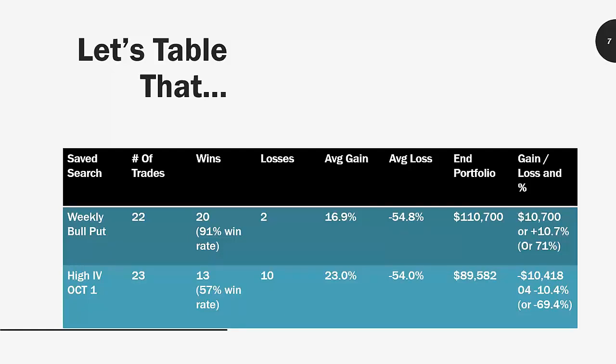Taking 54% losses, the ending amount of the portfolio is $89,582, for a loss of $10,418 or 10.4% over that 3-month period with the higher IV positions.